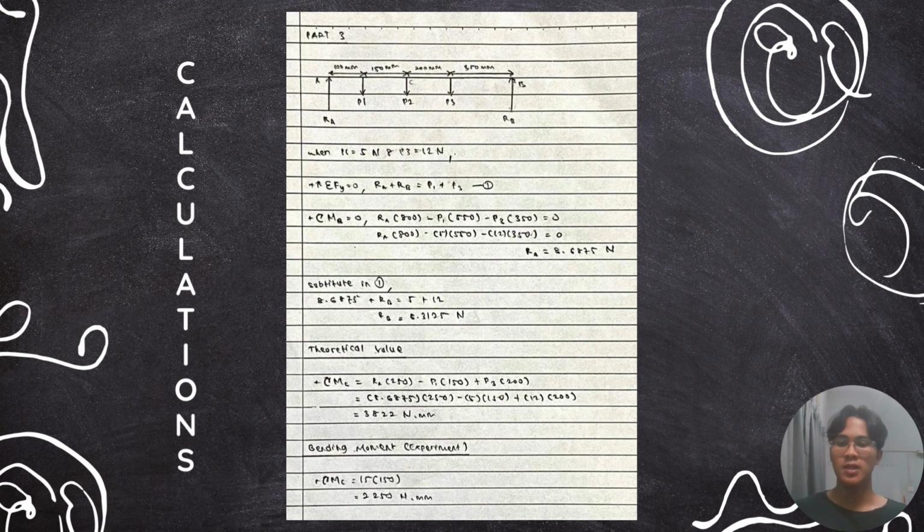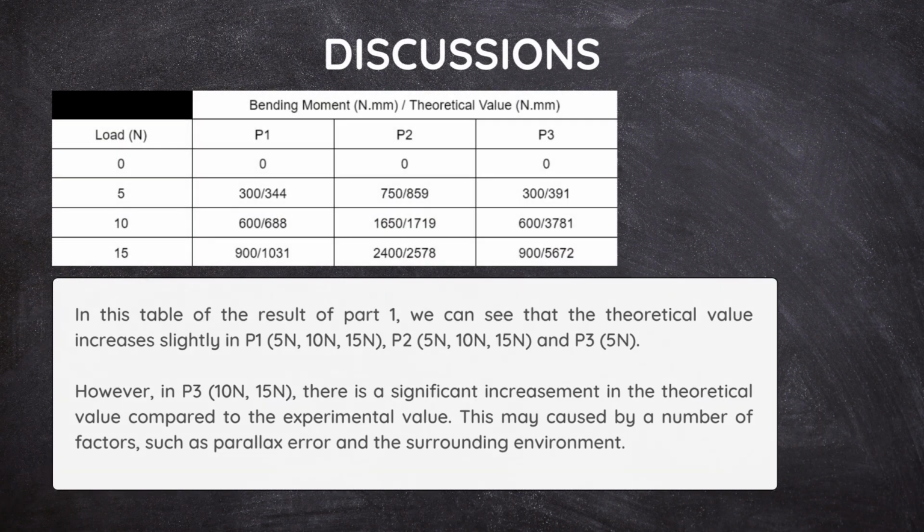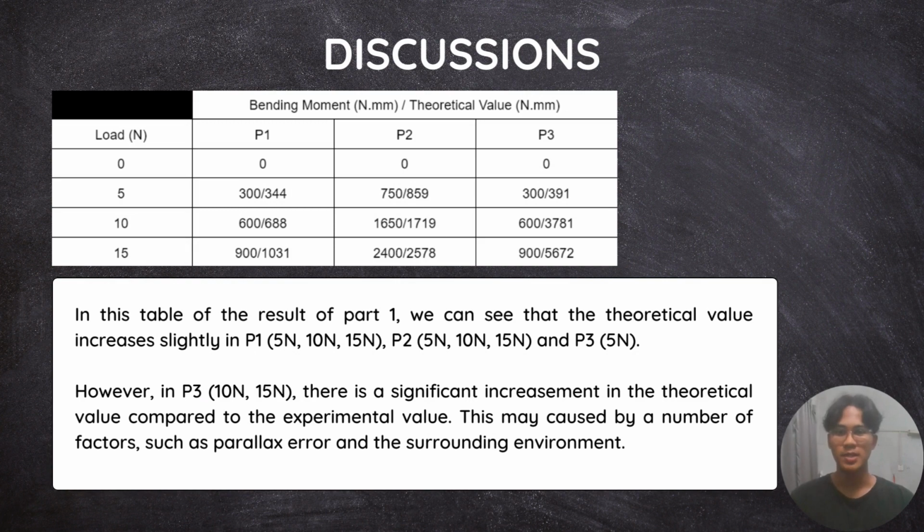For the theoretical value, we do the summation of moment at point C using the value of Ra, P1, and P3. As for the bending moment, which is the data that we got from the experiment, we just do the same, which is the summation of moment at point C by multiplying the distance, which is 150 millimeter, with 15 Newton net force. Next, we will move on to the discussions.